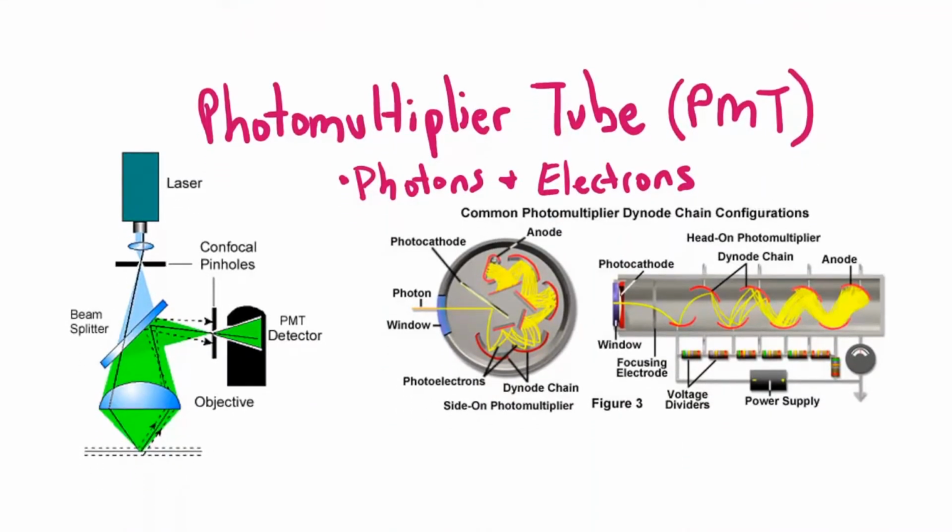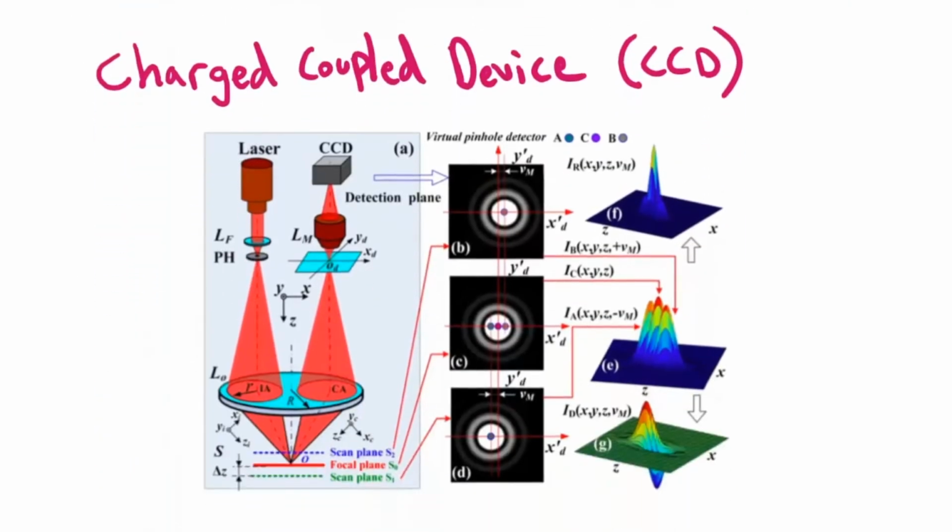The first one is known as the PMT, short for the photomultiplier tube. This detector is used for light detection of weak signals and responds to both photons and electrons. The second detector is called a charge coupled device, or CCD for short, known to be the most commonly used detector in confocal microscopy. Both detectors are sensitive to the light that is being emitted and capture the images rapidly.